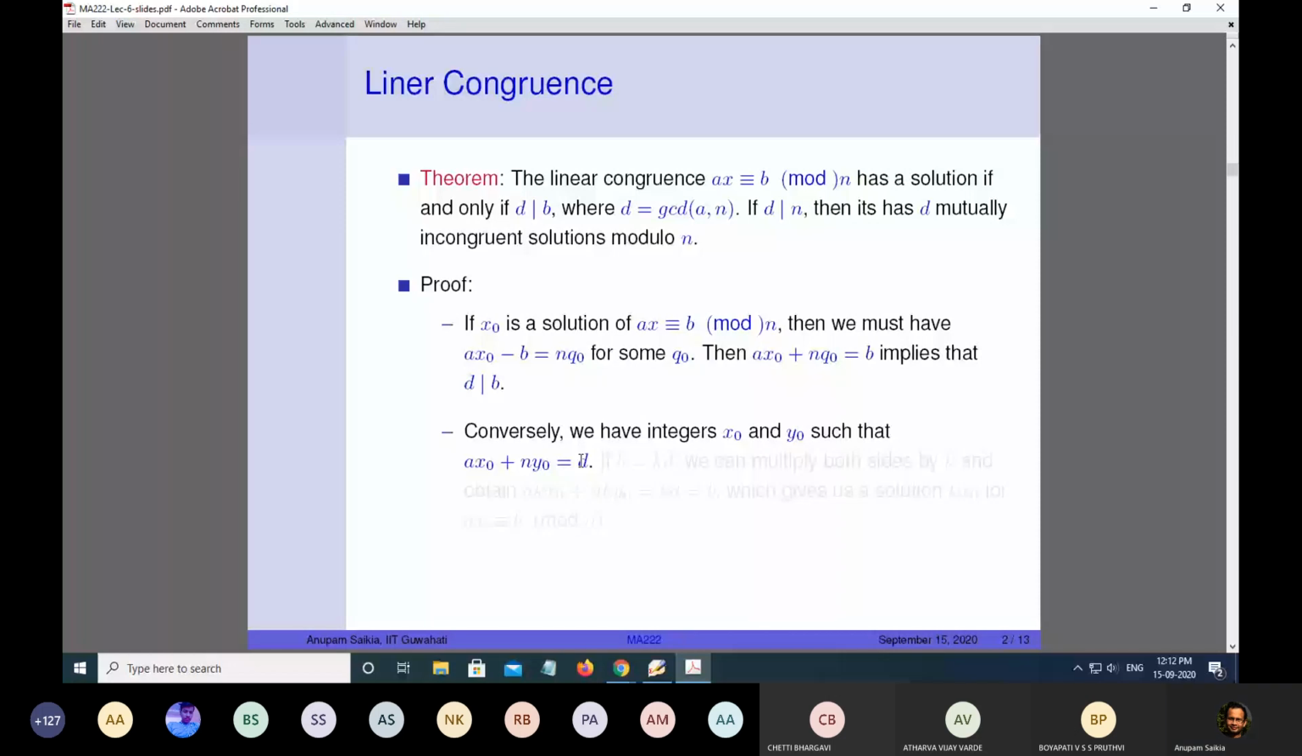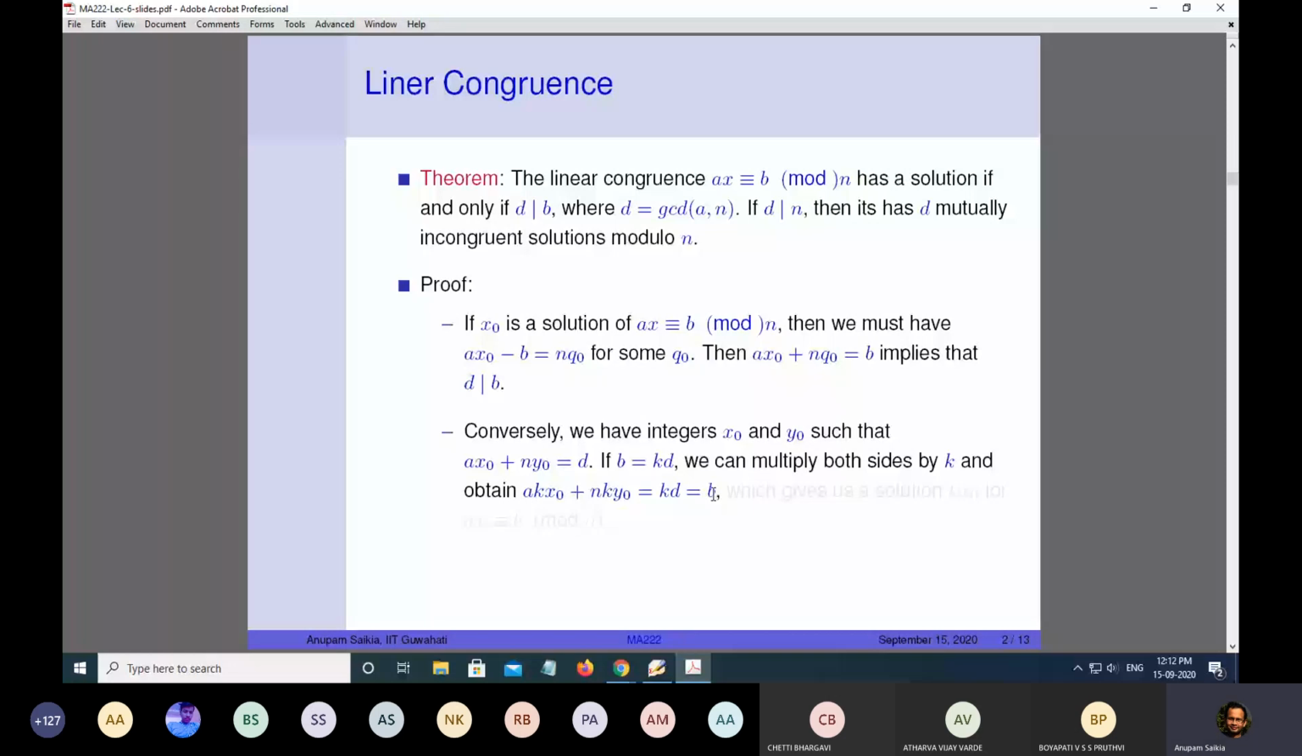Now suppose B is a multiple of D. We want to show that this will have a solution. So what will we do? We know that B is k times D. So we'll multiply this equation on both sides by k. I'll get A times k x naught plus N times k y naught is kD, but kD is B. And this is a multiple of N. So if I take mod N, A times k x naught is congruent to B mod N. So I am getting the solution k x naught.